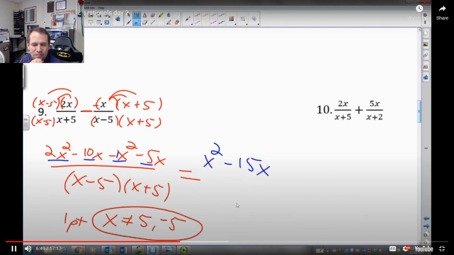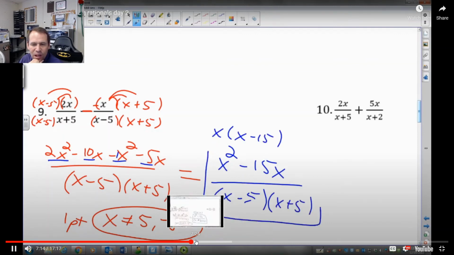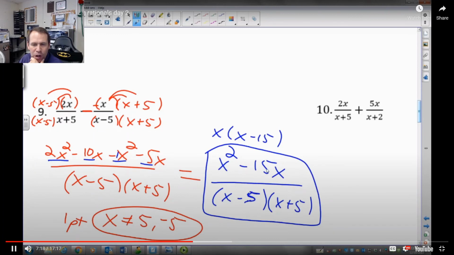Making sure we did that right so far. There we go. The answer: we can't cancel the top and bottom at all by factoring an x out of the top. Nope. So we'll just leave that as our answer. And there you go. That is how we do adding and subtracting rational functions day 2.